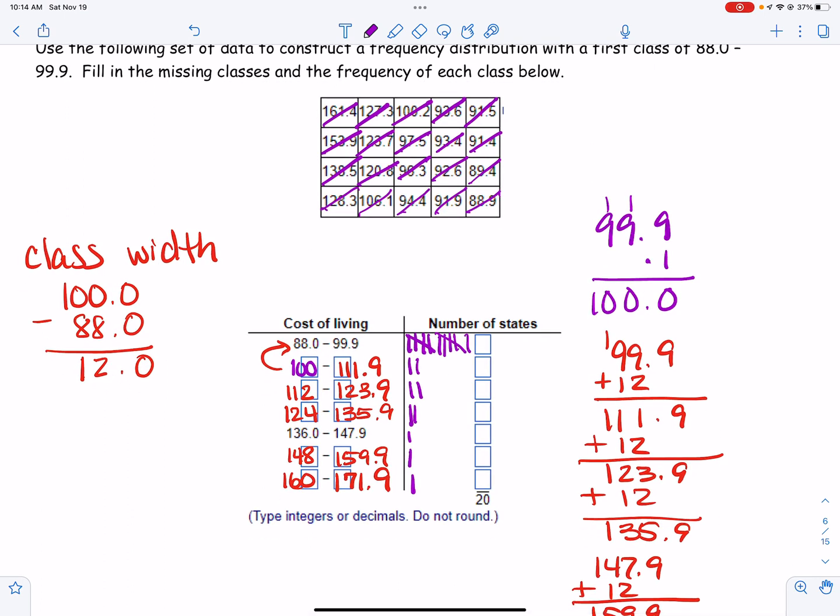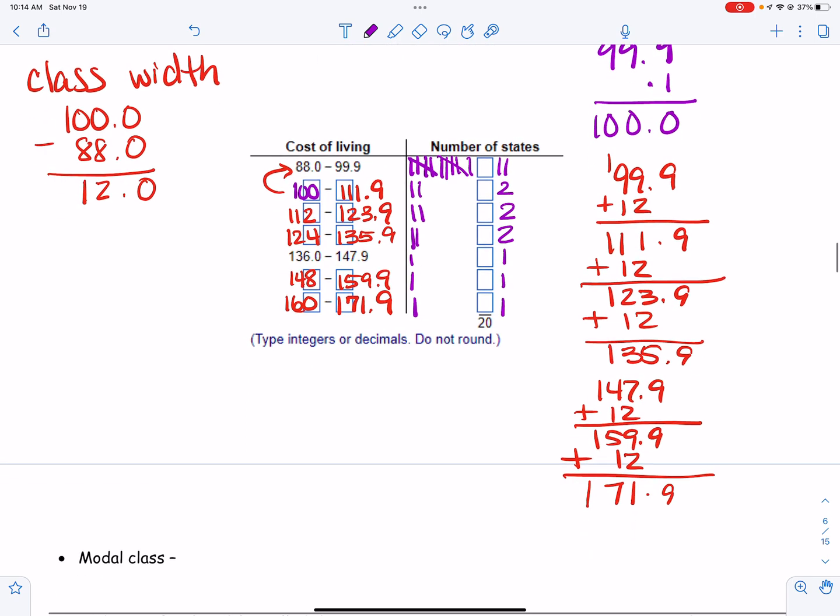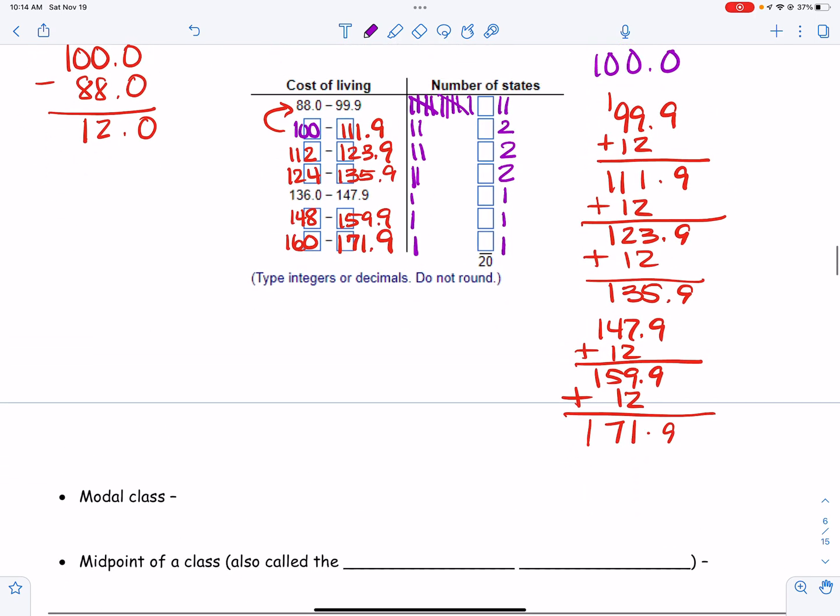Okay. So 5, 10, that's 11. We've got 2, 2, 2, 1, 1, and 1. 11, 12, 13, 14, 15, 16, 17, 18, 19, 20. Okay, we got them all. So that's what you're going to have to do in your MyMathLab, okay? So I'm going to stop there, and then I'll make a second part to this 12.2.